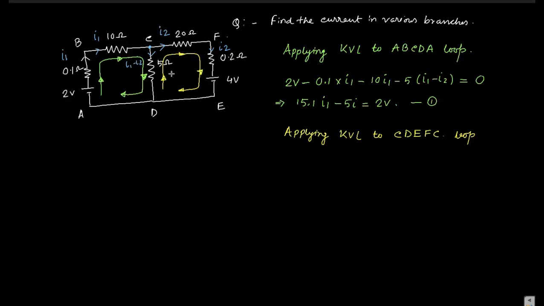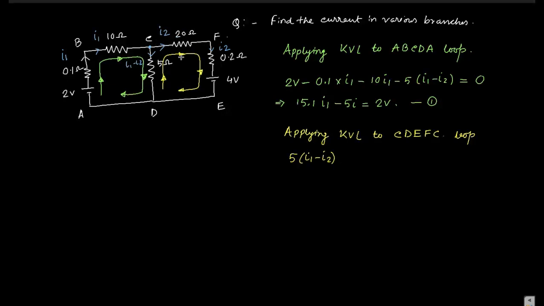It is a clockwise path. So from here, if you start from CD, the direction of the current and the direction of the path are in opposite sides, and if the direction of the current and the direction of the path are opposite, then you consider the potential gain. So it becomes 5 into I1 minus I2. Potential gain means it is positive.